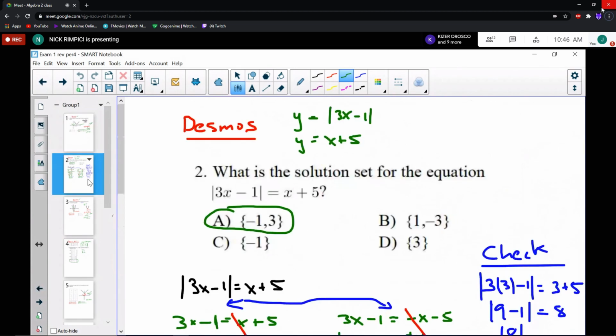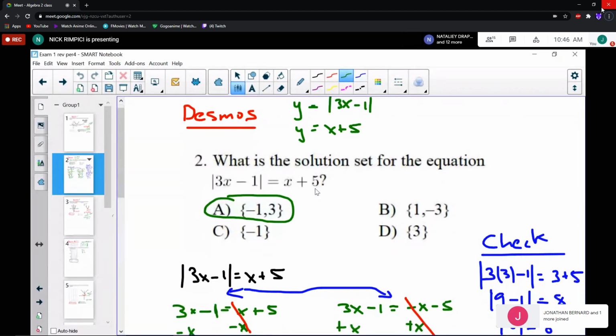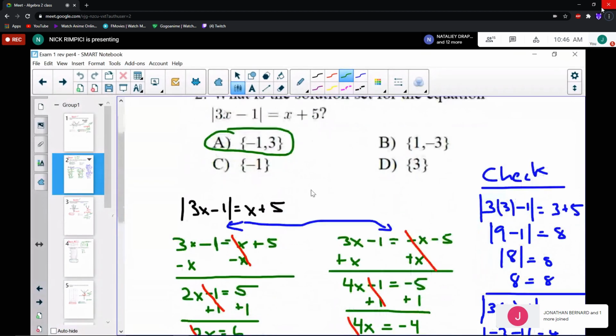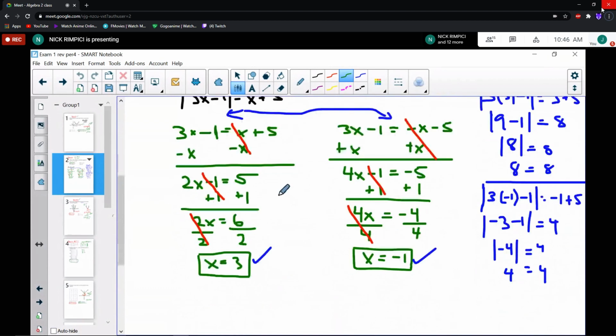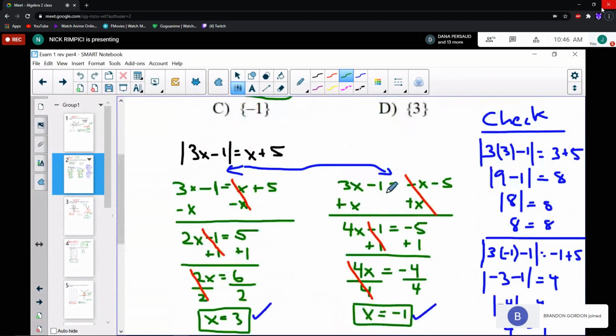Two was just an absolute value equation, which again, you could solve by dropping in the absolute value of 3x minus 1, dropping in x plus 5, and looking to see where they intersect. And as simple as that, 2 seconds, you know that x is negative 1 and x is 3. Or you could have done the algebraic approach here, which is much longer, but another way of doing it. So you had a couple of ways you could do this.